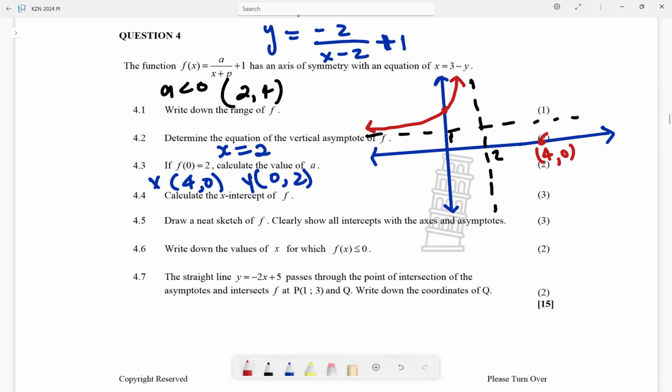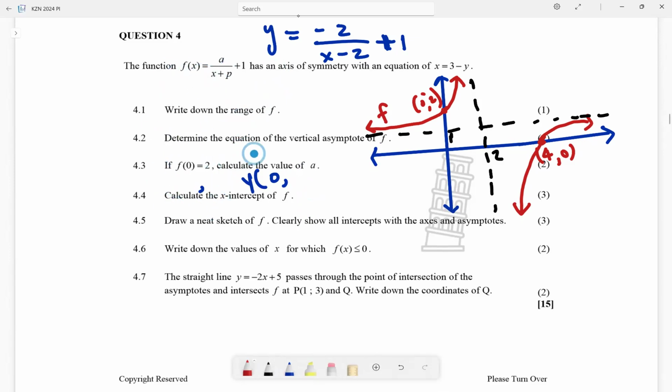If you are not sure about drawing your graph, please make sure you watch all my videos under these functions, okay? So that you do not become so lost. So this point here is 0 and 2. And this is the graph of f. Cool. Now I do not want to remove the graph. I might need it.